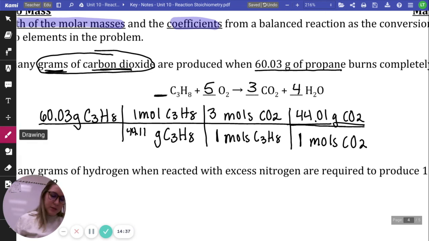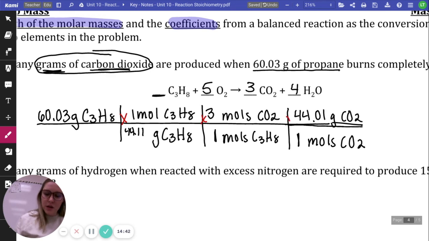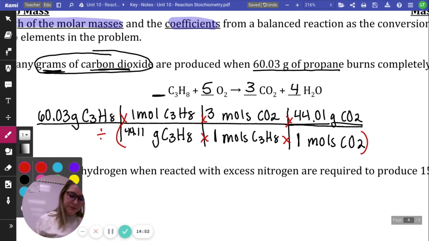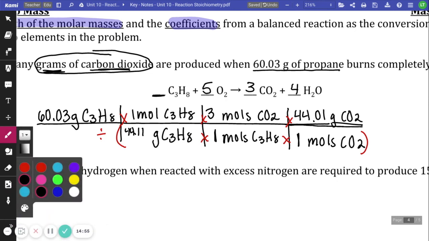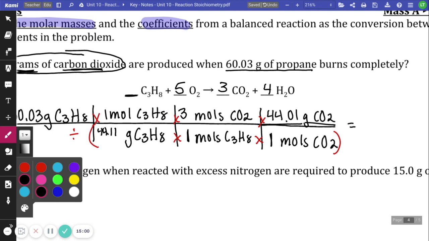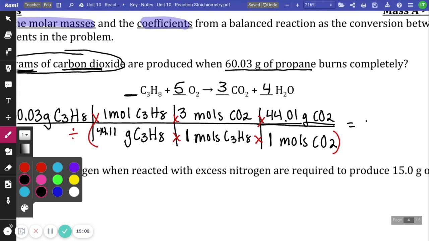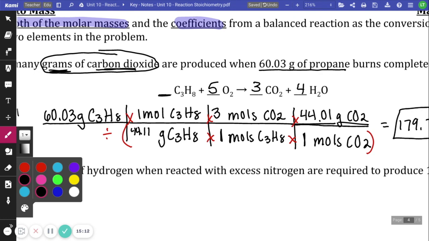And to solve, we will multiply across the top. So 60.03 times 1 times 3 times 44.01 and divide by the product of the bottom. All right. So go ahead, take a second, plug that into your calculator. And I got 179.7 grams of CO2. Again, 4 sig figs because we were given 4 sig figs.